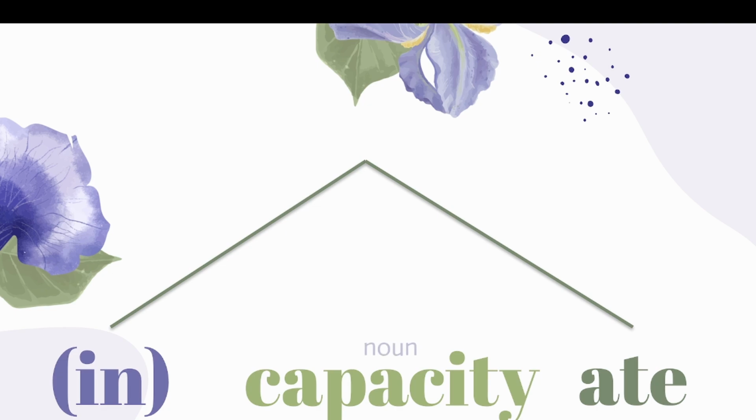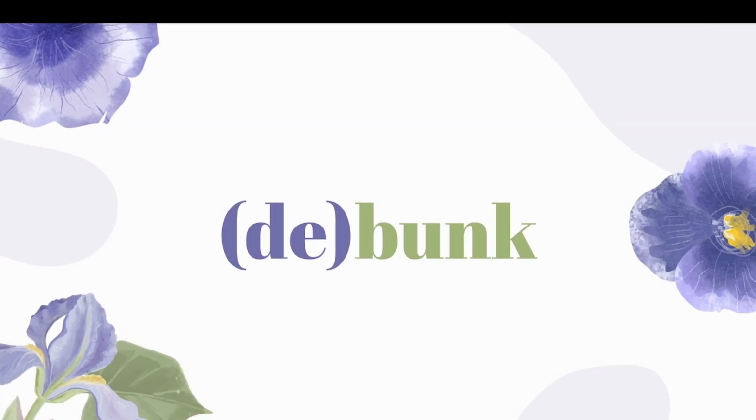In must first attach to capacity, a noun, to form incapacity, another noun, before the suffix ate can be added to form a verb. This is fairly common. Generally, prefixes that change meaning are added last. Another word we can look at is debunk. Bunk is a noun, and de is a prefix that attaches to nouns to form a verb with opposite meaning.